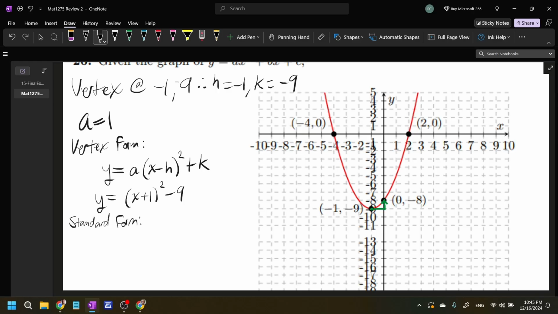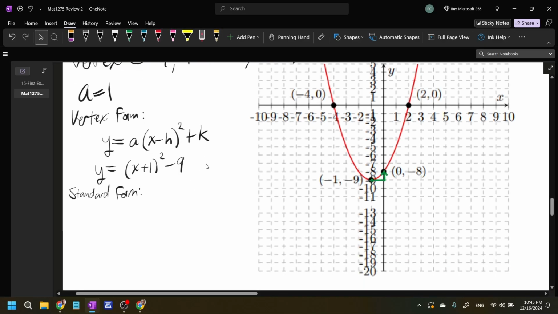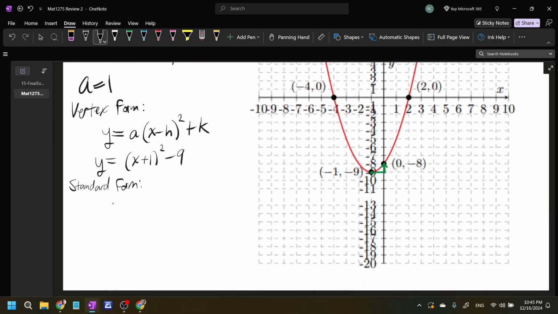Notice I'm doing all this without even reading the questions because I know there's some questions involved, and let's just get this out of the way. So standard form, what we have to do is multiply this x plus 1 times x plus 1, and then subtract 9. So that's going to give us x squared plus 2x plus 1 minus 9, which is x squared plus 2x minus 8 in standard form.